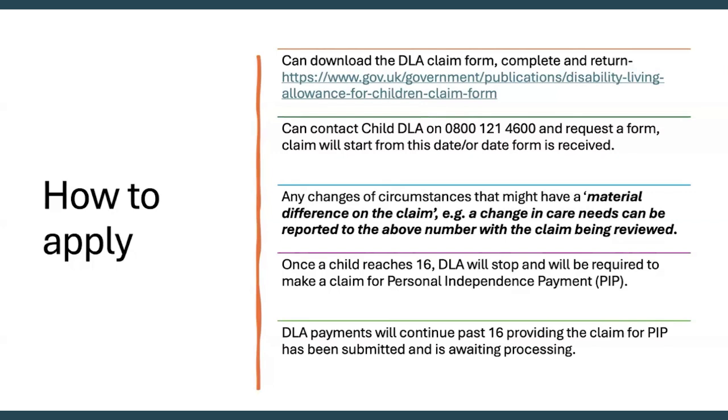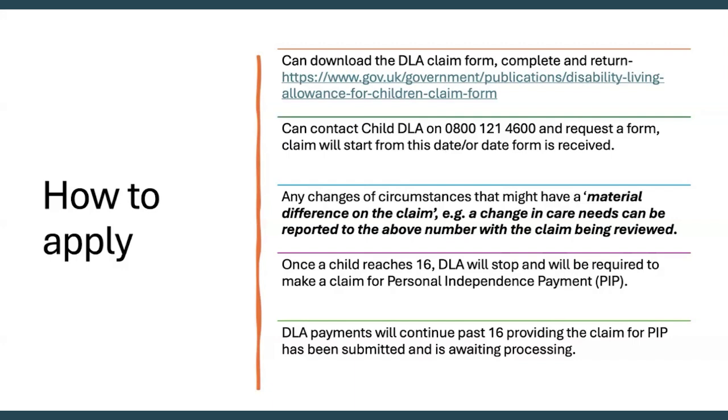So any changes of circumstances that may have a material difference on a claim. If there is a change in the care needs or the mobility needs once a claim is in payment, perhaps a child's care needs have got worse or even got better, those can be reported on the same number there, on the 0800 number.